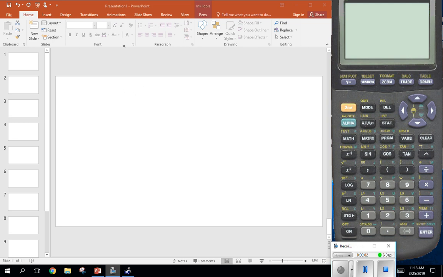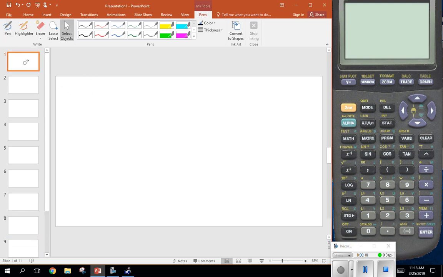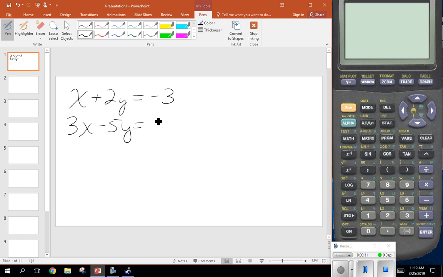We're going to look at how to solve systems of equations using your TI calculator. And so let's start with a system. Let's say we have x plus 2y equals -3 and 3x minus 5y equals 13.